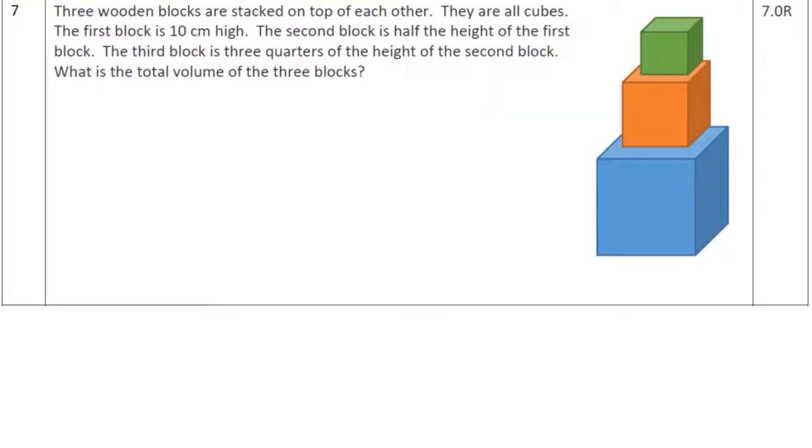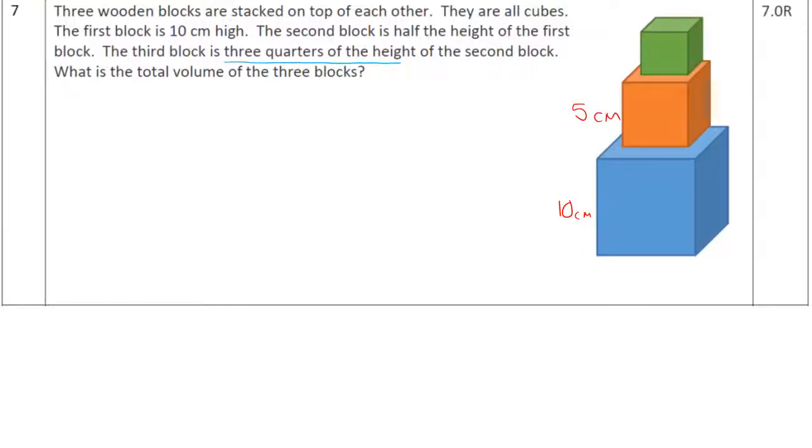Okay, now this one threw people a little bit. It's a relatively straightforward reasoning question, but it was really this last bit that got people. The third block is 3/4 the height of the second block. Okay, so what do we know? Often in questions like these, diagrams are worth thinking about, so I'm going to scribble on the diagram over here in a different color. First thing we know is the first block is 10 centimeters high, so that's easy. Second, we know that the second block is half the height of the first block. Well, that's easy because half of 10 is just 5.